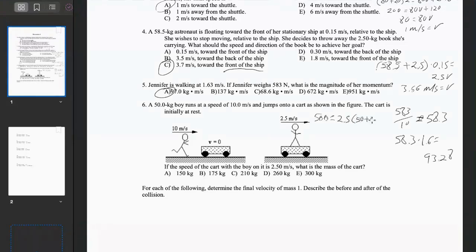So we know the initial momentum or the momentum at any point would be 500, and that's equal to 2.5, the velocity they give us, times the mass of the boy plus the mass of the cart, because it's a combined mass. So 500 is equal to 2.5, parentheses 50 plus m. Distribute the 2.5, and then you're going to get 500 is equal to 125 plus 2.5 m. Subtract the 125 to the other side, divide by 2.5. You get 150 for the mass.